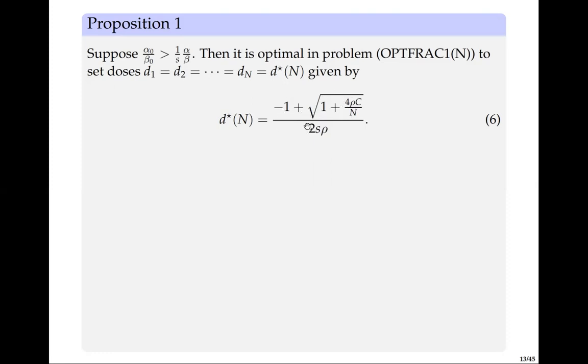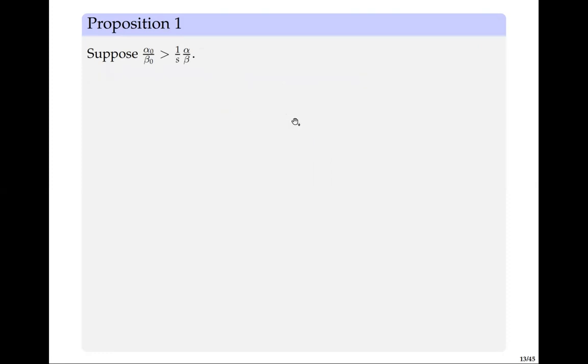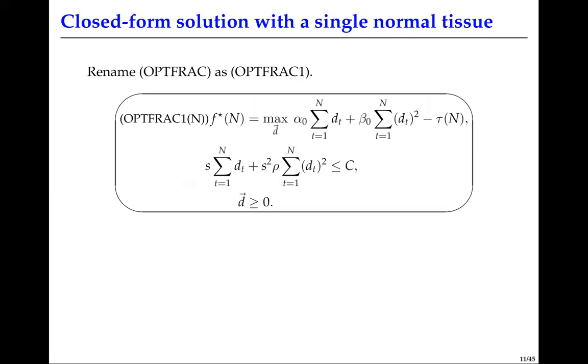And the reason that it has that form is that if you go back to the original problem, I'm going to show you this original problem for the single normal tissue case. This is what the constraint looks like. Now we know that there is only a single normal tissue, and the higher the dose, the higher the objective. So therefore, this constraint must be active at an optimal solution.